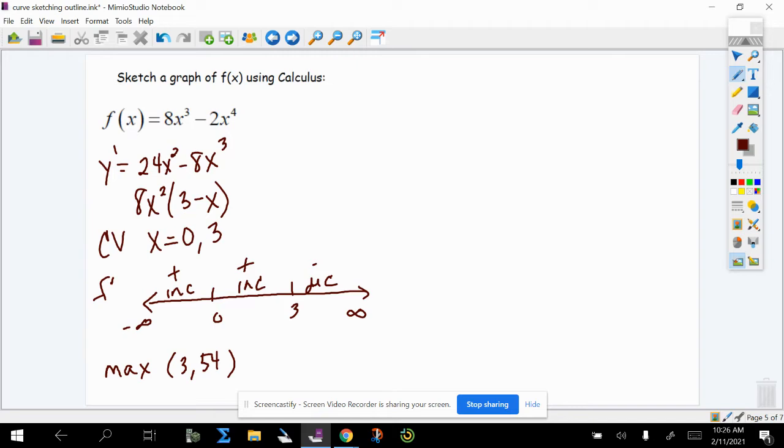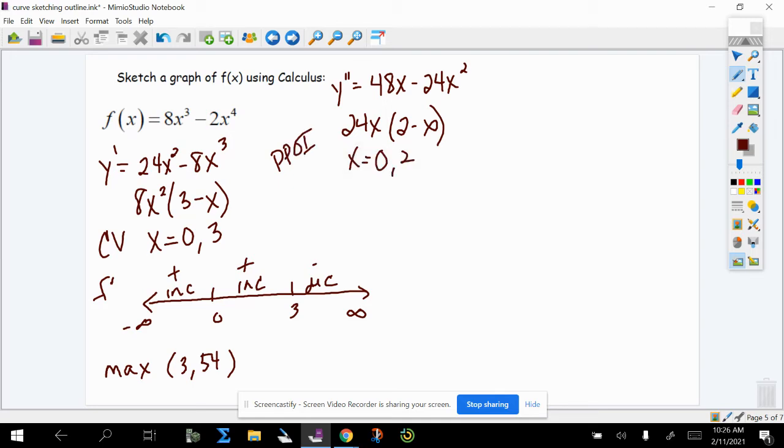So now my second derivative, I'm going to start up a little higher so I have a little more room to work here. So my second derivative, same thing, power rule, power out front, power 1 less, power out front, power 1 less. I'm going to factor out a 24x, which leaves me with 2. Sorry, I wrote an x instead of a 2. It leaves me with 2 minus x, which means my possible points of inflection are 0 and 2.